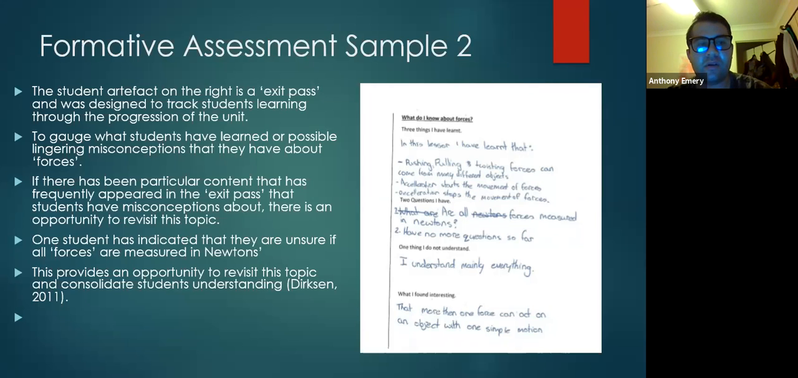So this was used to track students' progression throughout the unit, and to identify some possible lingering misconceptions they might have about forces. And if I identified that quite a large quantity of students had the same misconception about a topic, let's say for example acceleration, I would then revisit that in the next lesson to consolidate their understanding.